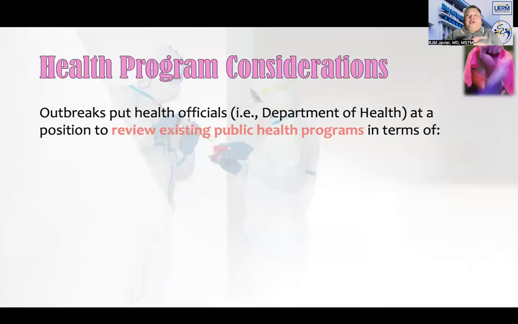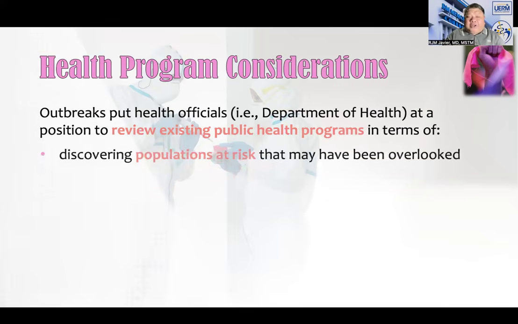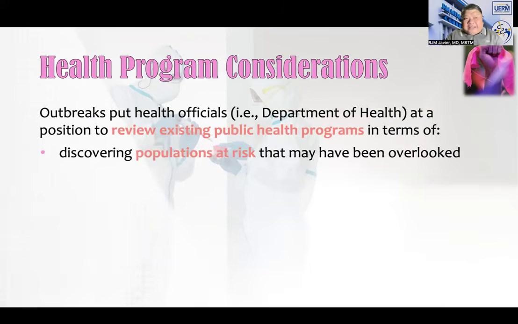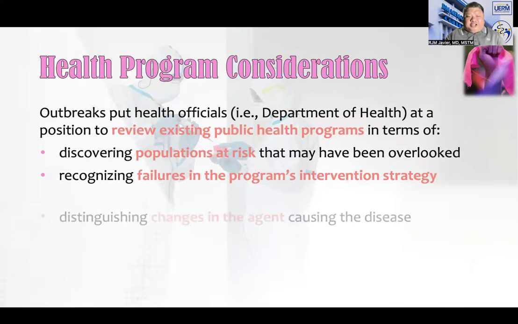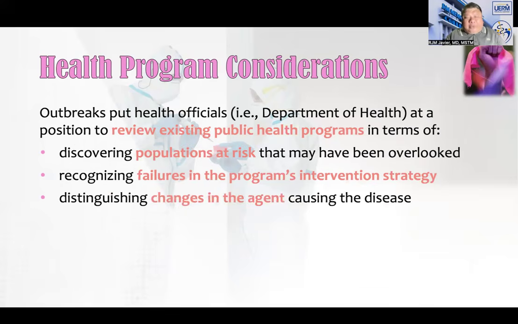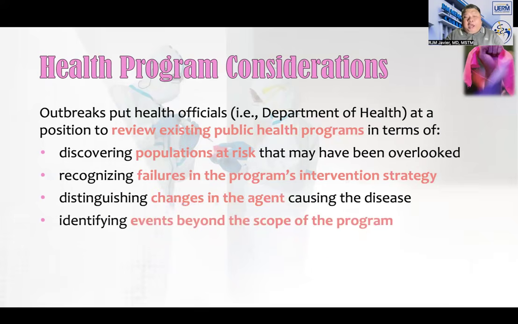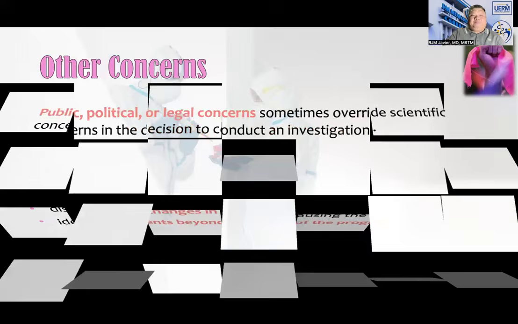We'll also look into health program considerations. Outbreaks will put public health officials at the position to review current and existing public health programs in terms of: are there newer populations at risk that have been previously overlooked? We recognize any potential failure in the existing program's intervention strategies, and we try to distinguish and identify if there are changes in the etiologic agent that is responsible for the epidemic. We also identify events beyond the scope of the current public health programs.